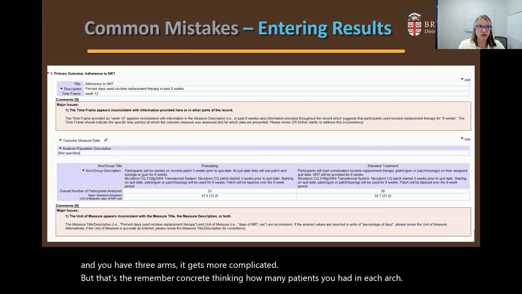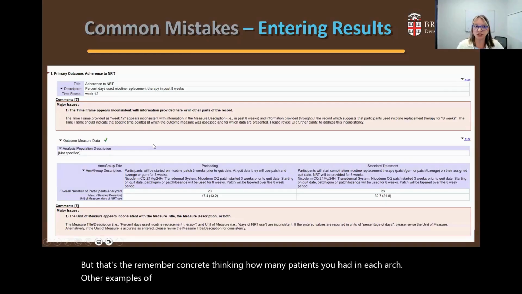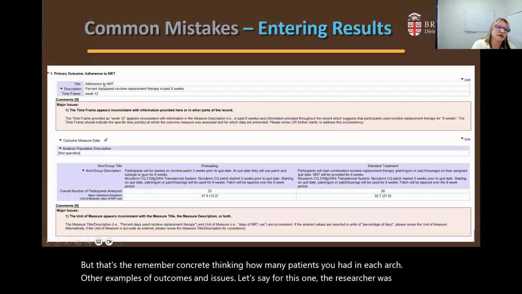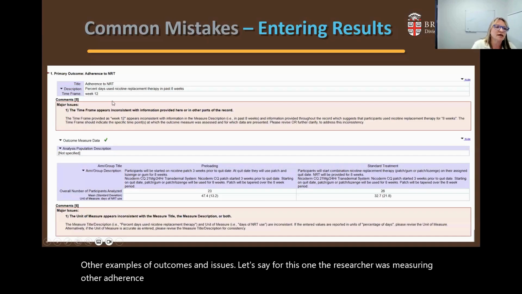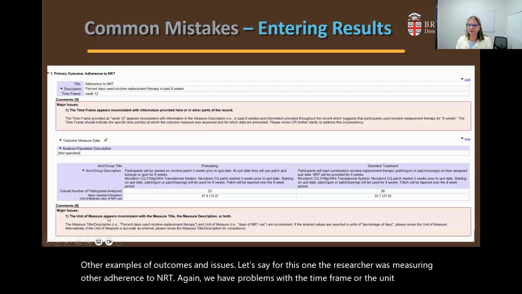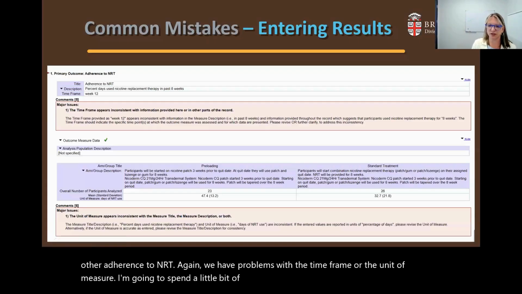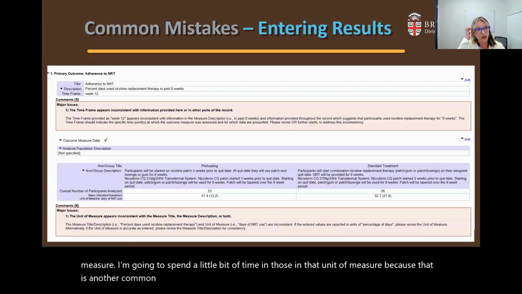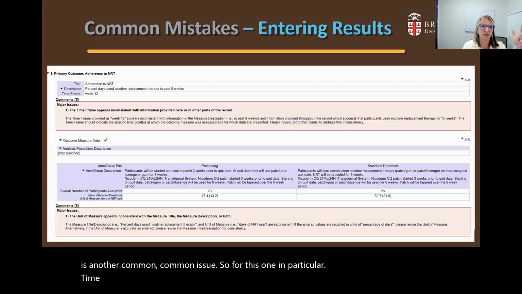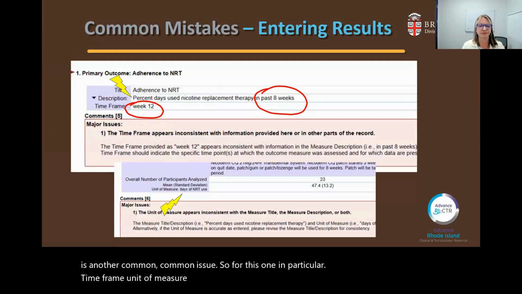Other examples of outcomes and issues, let's say for this one, the researcher was measuring adherence to NRT. Again, we have problems with the time frame or the unit of measure. I'm going to spend a little bit of time on that unit of measure because that is another common issue. So for this one in particular, time frame and unit of measure are inconsistent. So let's see what happened.